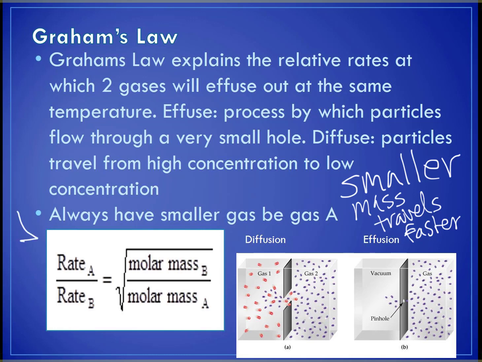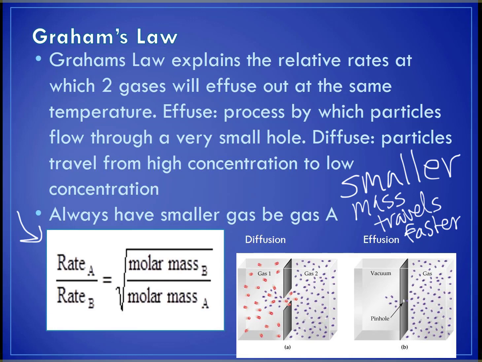So we have a formula right here. This is Graham's law of effusion. And you're not exactly figuring out the rate or how fast these are. You're just comparing your first gas and your second gas, or gas A and gas B. Now notice how it's set up. I have rate of A divided by rate of B, and then on the other side I have the square root of the molar mass of B divided by the molar mass of A.